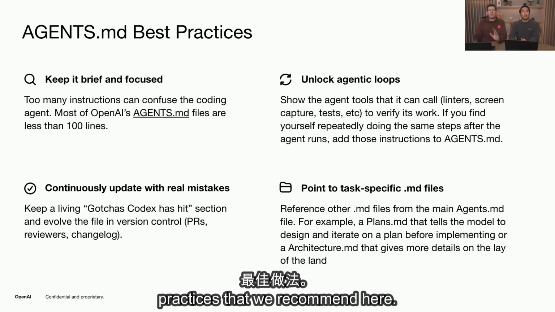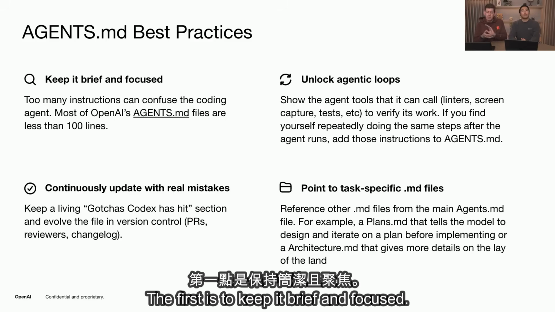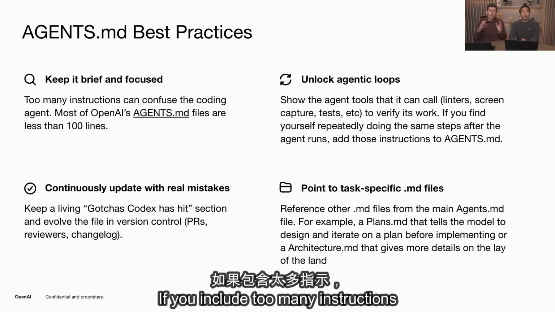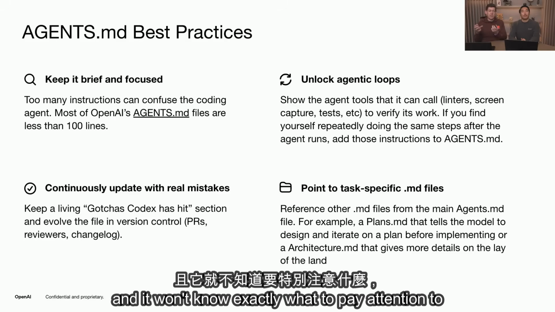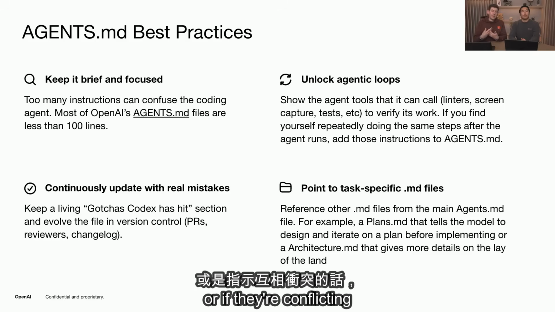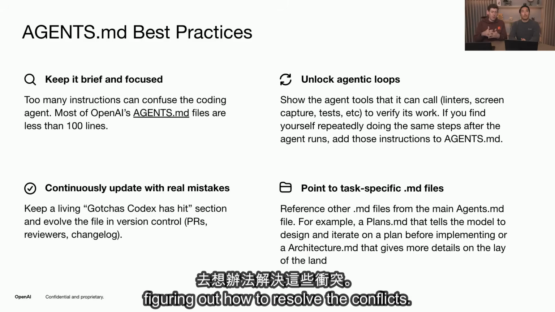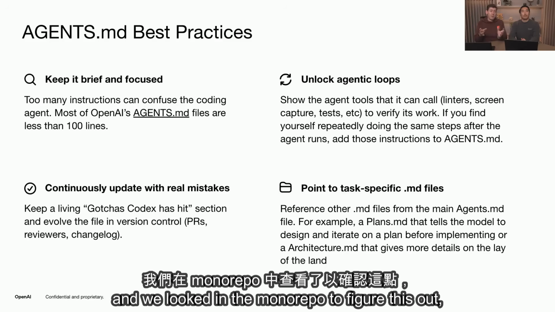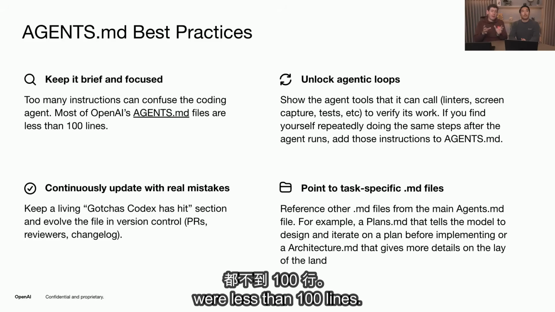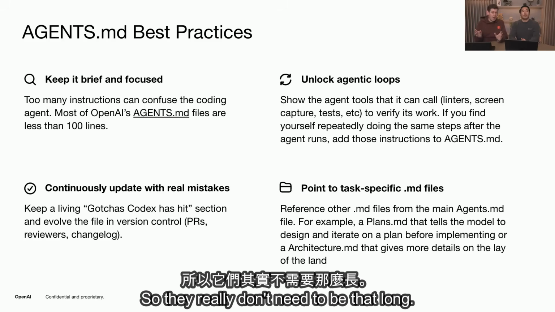So some of the best practices that we recommend here. The first is to keep it brief and focused. If you include too many instructions, it can confuse the coding agent, and it won't know exactly what to pay attention to, or if they're conflicting, it can spend a lot of time figuring out how to resolve the conflicts. Most of OpenAI's agents.md files, and we looked in the monorepo to figure this out, were less than 100 lines, so they really don't need to be that long.